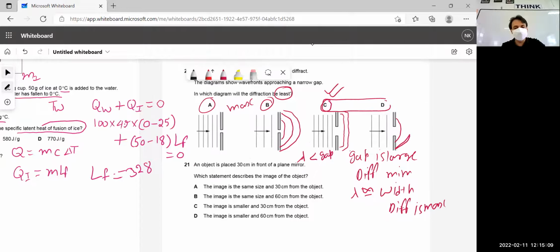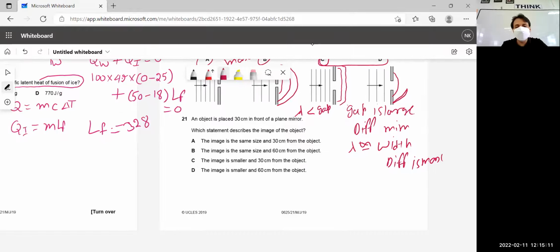Let us do one more question, children. An object is placed 30 centimeter in front of a plane mirror. Which statement describes the image of the object? Object is placed where? 30 centimeter in front of a plane mirror. Let me draw a diagram. Suppose this is our plane mirror. Object is here, and then we know the image will form at the back side. This is the object, this is the image.